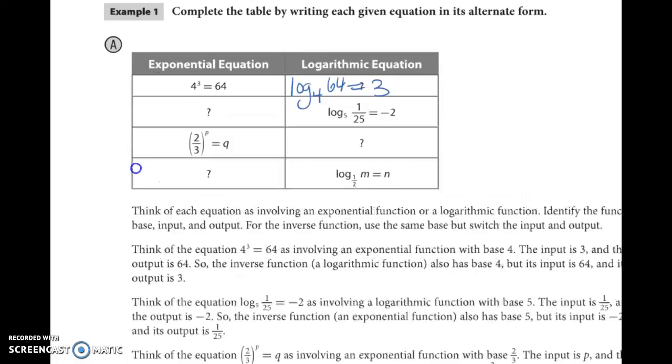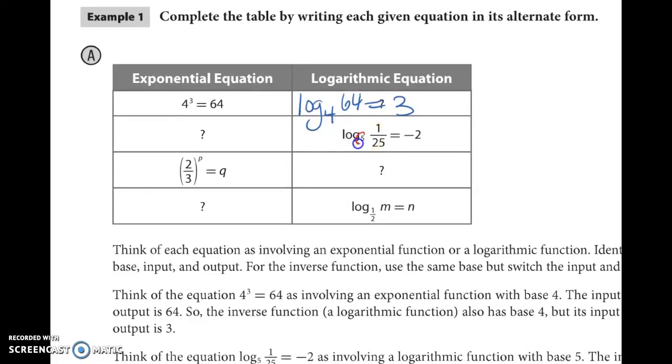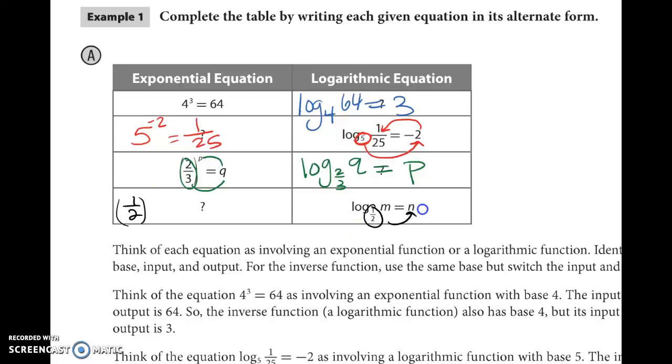And now for this one here, I start with the base, I raise it to this power, so what is that? 5 to the power of negative 2 equals 1 over 25. Okay, let's do the same thing here. Log of the base, so log base 2/3 of q equals p. For this one here, I start with the base, so 1/2 to the power of n equals m.